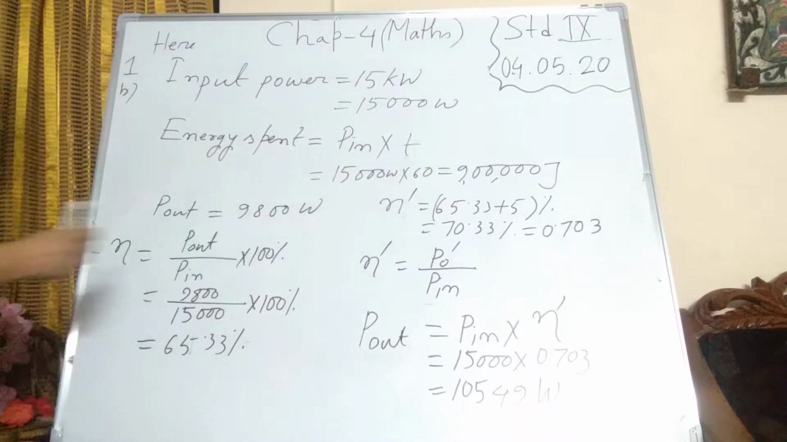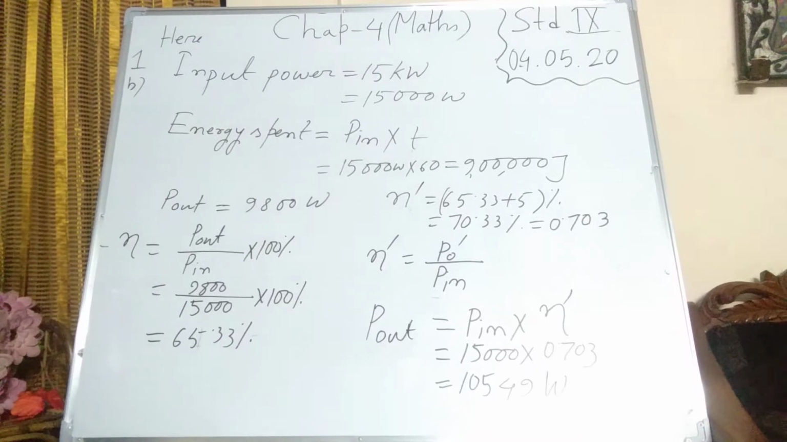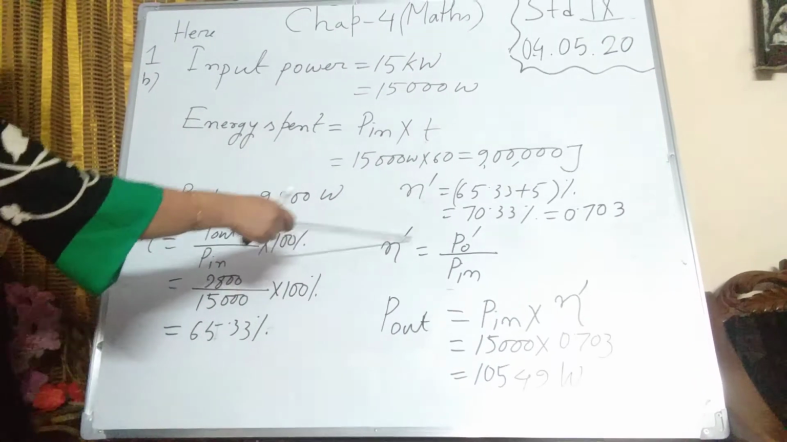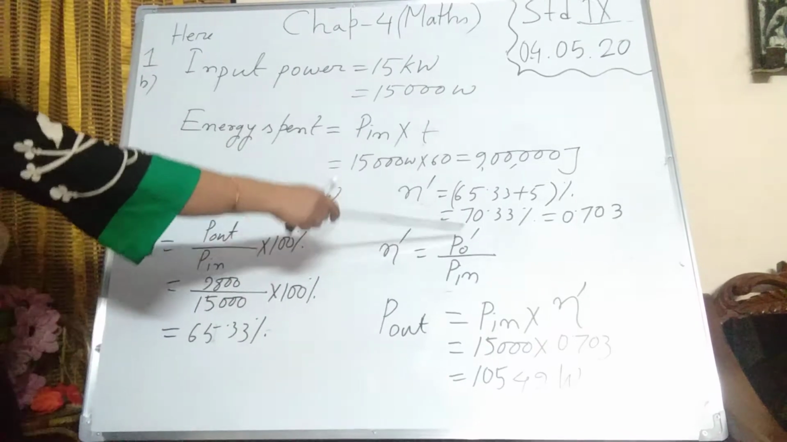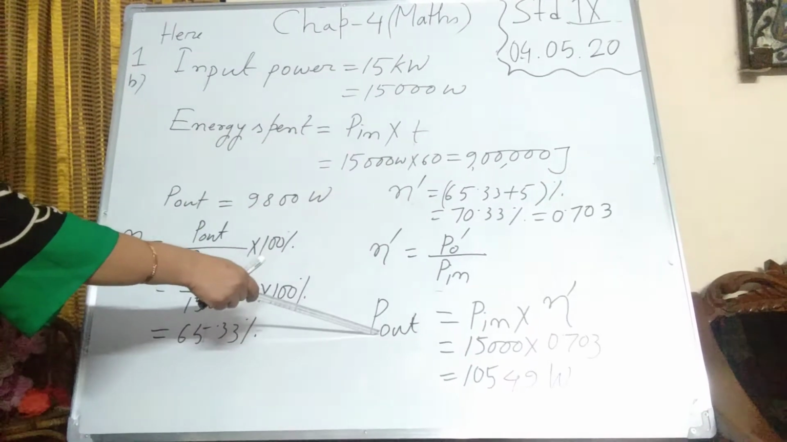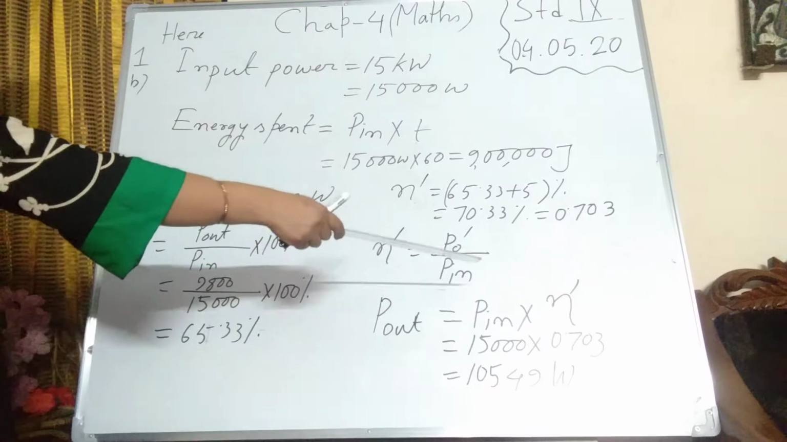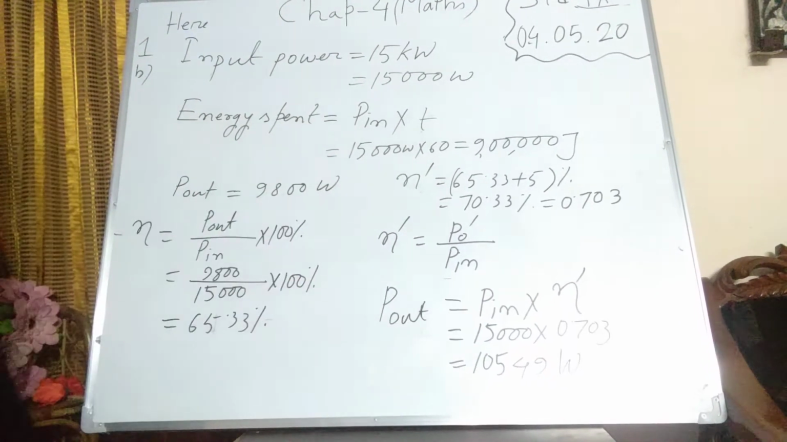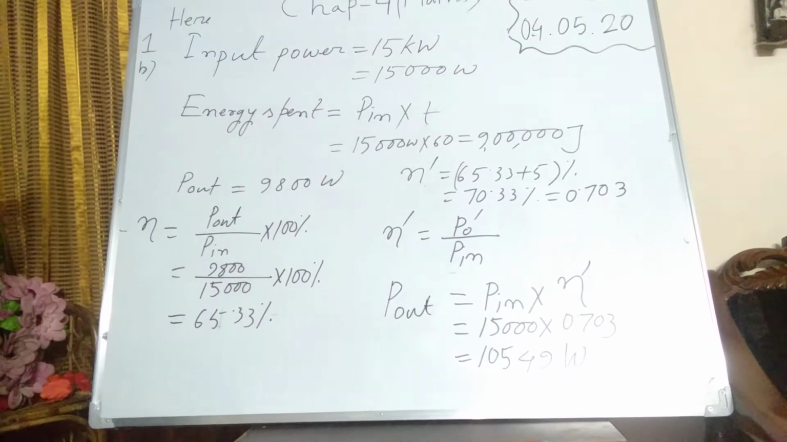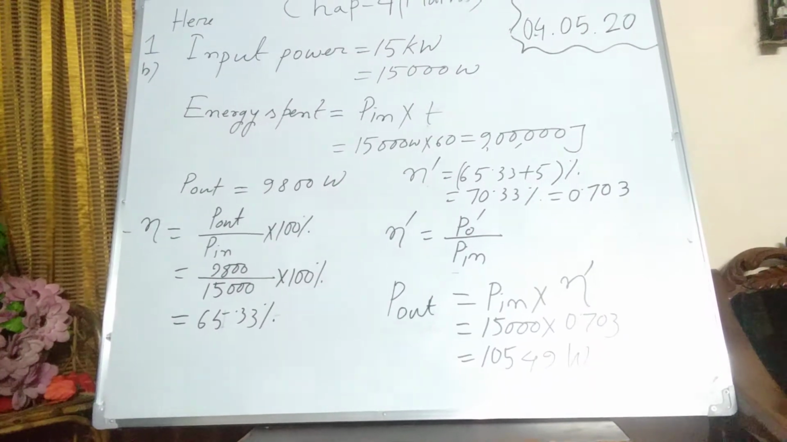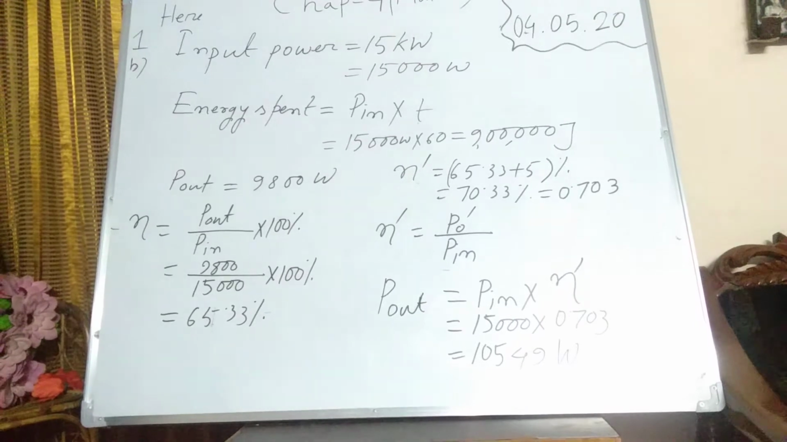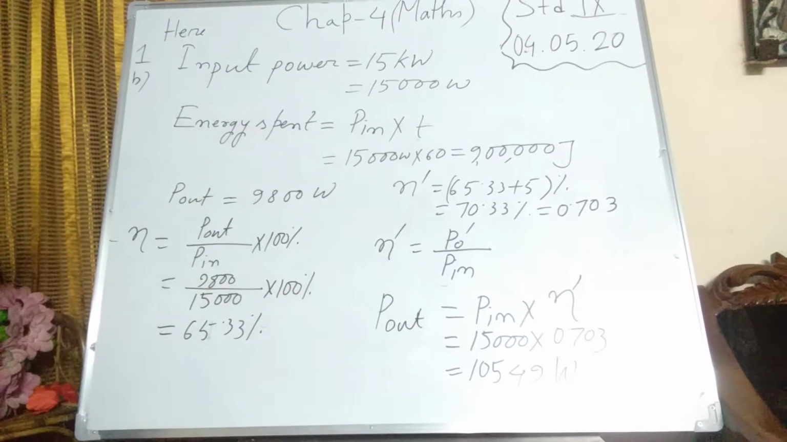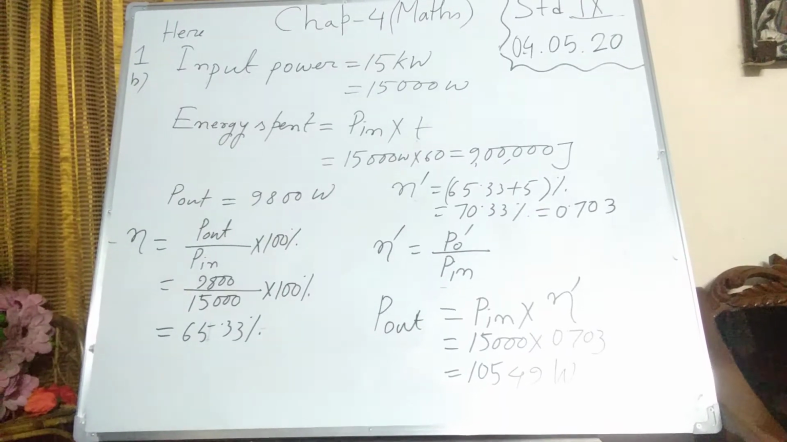So now we will find out what? We will find out the power output in this efficiency. Efficiency equal to P output by P input, so P output equal to P input into eta prime. By multiplying these two, we will get 10,549 watt. P output becomes that. Now I have told you already, if the efficiency is increased, then the time will be less. So let's find out the time.